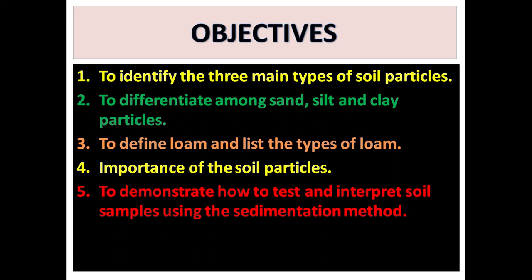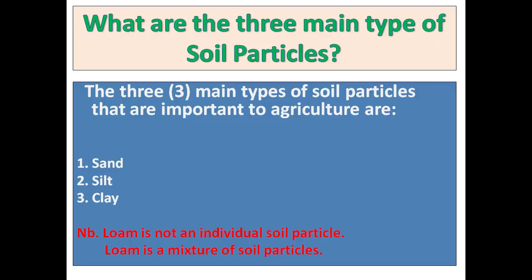The objectives of the lesson are: number 1, to identify the 3 main types of soil particles. Number 2, to differentiate among sand, silt, and clay particles. Number 3, to define loam and list the types of loam. Number 4, importance of soil particles. And number 5, to demonstrate how to test and interpret soil samples using the sedimentation method. Alright, so let's delve into the lesson.